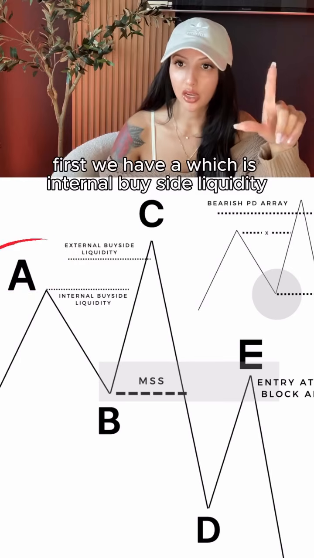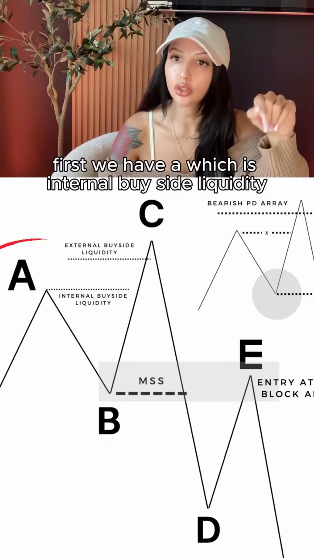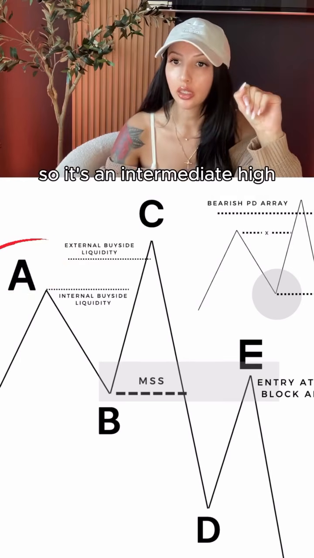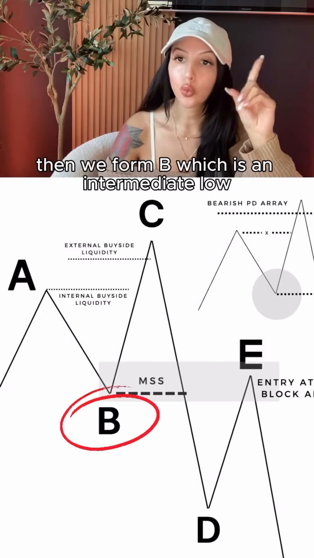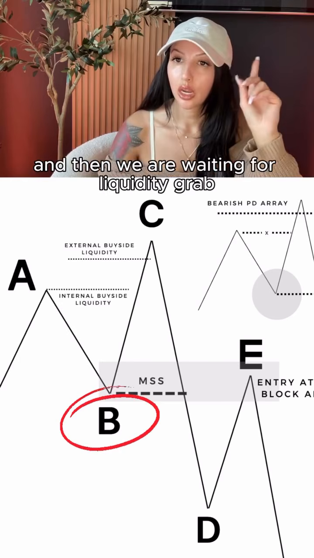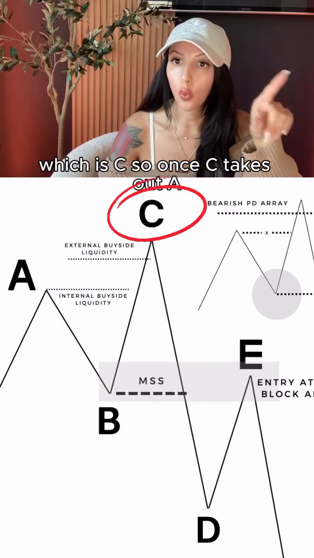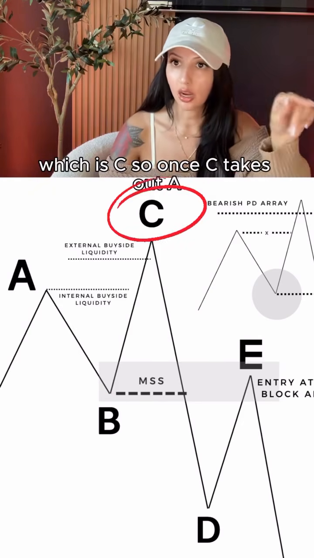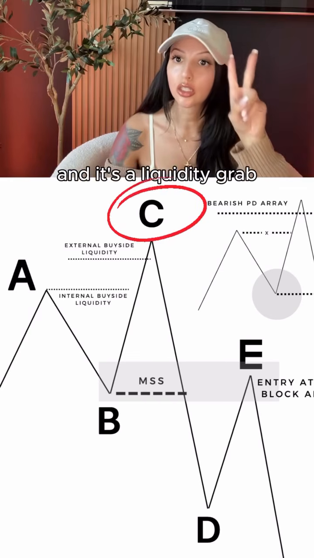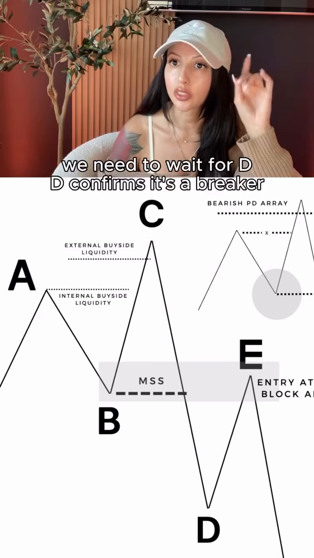First, we have A, which is internal buy-side liquidity, so it's an intermediate high. Then we form B, which is an intermediate low. And then we're waiting for a liquidity grab, which is C. So once C takes out A and it's a liquidity grab, we need to wait for D.